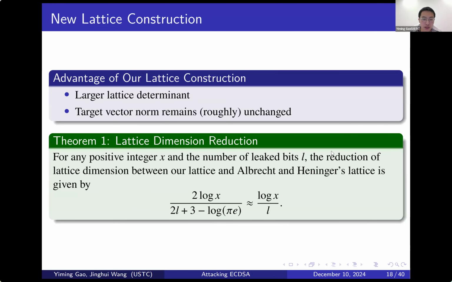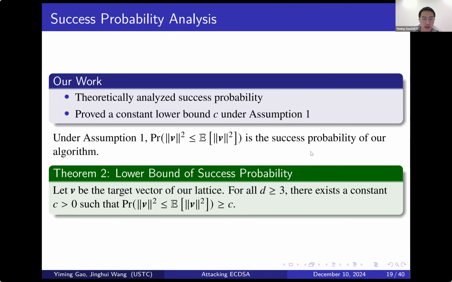Our new lattice has advantages which lead to a faster sieving. It is stated that the reduction of lattice dimension between our lattice and Albrecht and Heninger's lattice is given by approximately log x over L. We also theoretically analyze the success probability. Under assumption 1, Theorem 2 says that there exists a constant lower bound as the success probability of our algorithm. We conjecture this constant is 0.5, but we are unable to prove it.